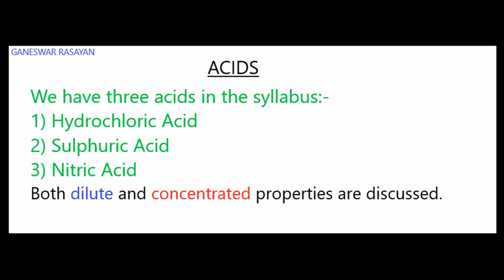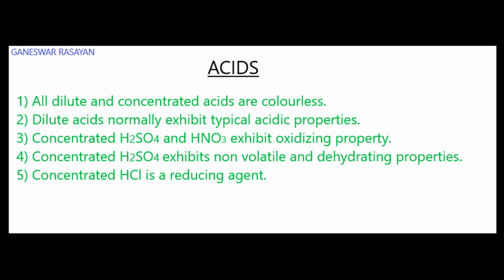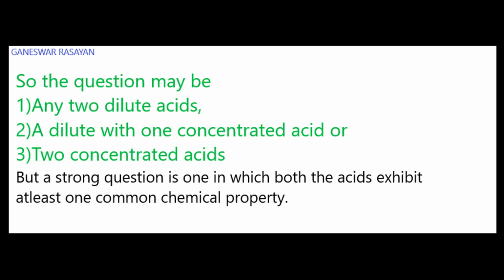We have three acids in the syllabus, which are hydrochloric acid, sulfuric acid, and nitric acid. Both dilute and concentrated properties are discussed. All dilute and concentrated acids are colorless. Dilute acids normally exhibit typical acidic properties. Concentrated sulfuric acid and nitric acid exhibit oxidizing property. Concentrated sulfuric acid exhibits non-volatile and dehydrating properties. Concentrated hydrochloric acid is a reducing agent.